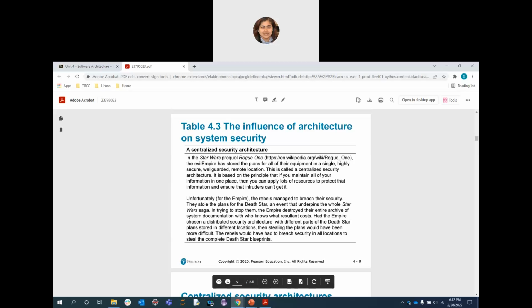So this example is taken from the film Rogue One. It's a part of the Star Wars saga, and centralized security architectures are easy to design and build. Protection and protected information can be accessed efficiently. So this is the thing that is explained here through this example.